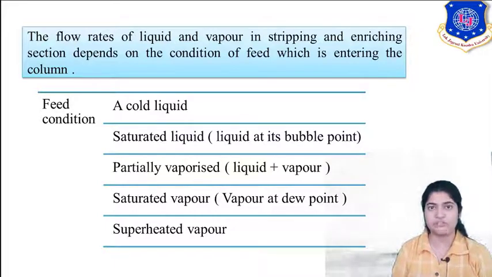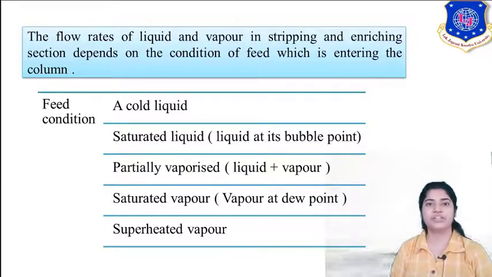The solution, the mixture, would be at its bubble point. It means a little more supplying of heat will convert it into vapor. That is your saturated liquid at its bubble point, just on the verge of phase conversion. Third is your partially vaporized feed, a liquid plus vapor mixture.